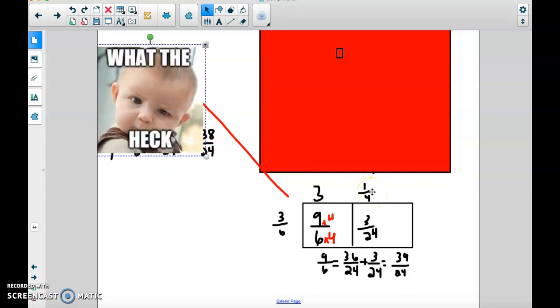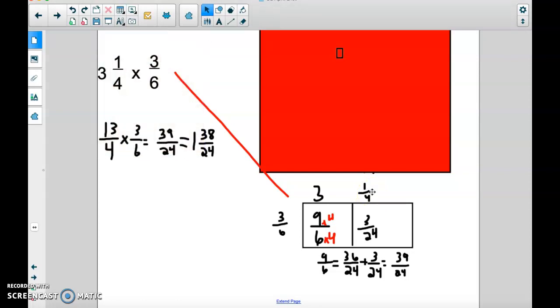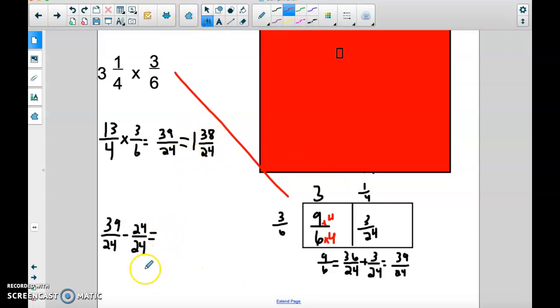Now, hopefully you've got this face on again, and you realize that if I take away one group, I'm not left with 38/24. So, while we do that, what we need to make sure we do is we take away 24/24. And then you are left with 15/24. Remember, I like to circle this whole. Make sure I've taken away a whole. So I end up with 1 and 15/24. Okay?